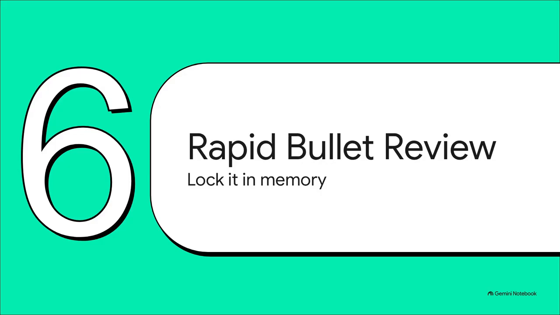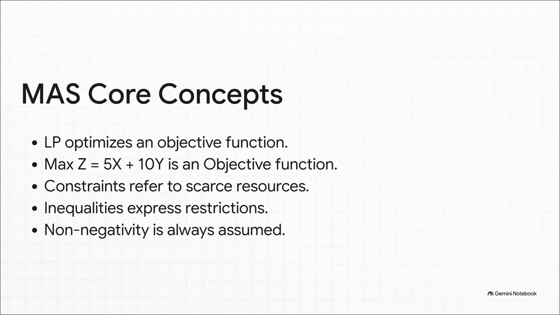All right, bring it home with Section 6, Rapid Bullet Review. I want you to take a mental screenshot of what's on screen right now. These bullet points directly reflect how these concepts are tested in your MAS review materials, drawing straight from MAS 9707 and RESA concepts. Let's recap. LP optimizes an objective function subject to multiple constraints. An equation like maximize z equals 5x plus 10y, that's your objective function. The term constraints always flags scarce resources, and we express them as inequalities, like less than or equal to. And finally, non-negativity is always assumed.